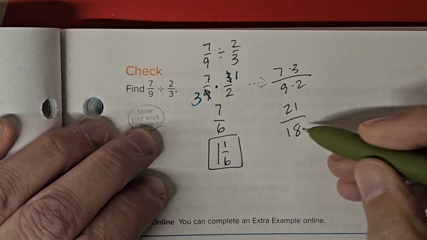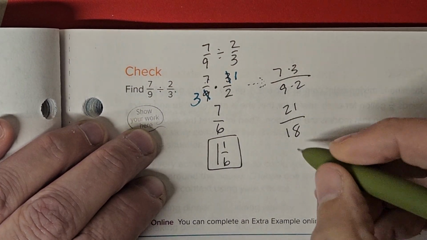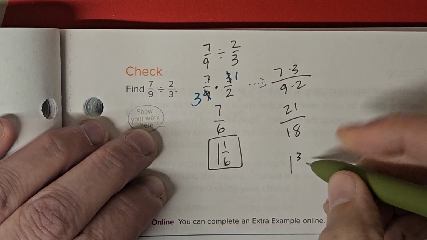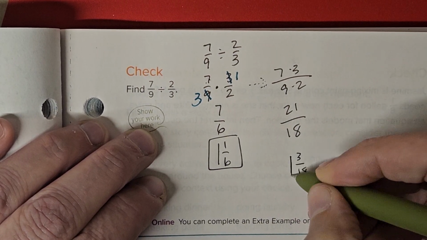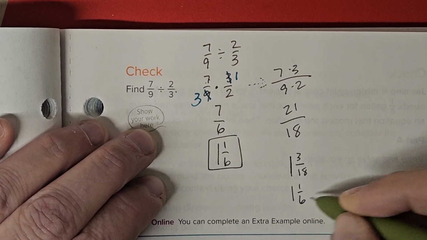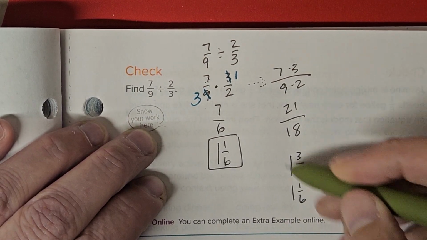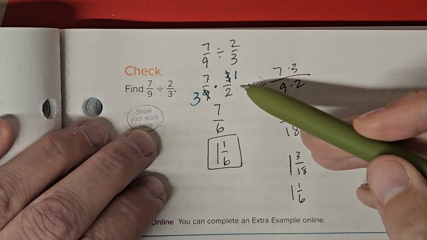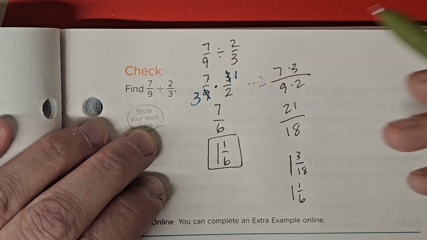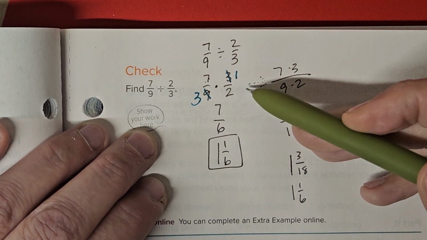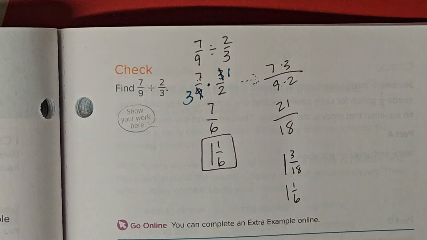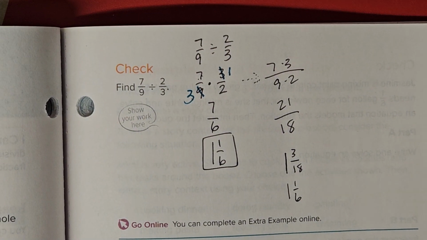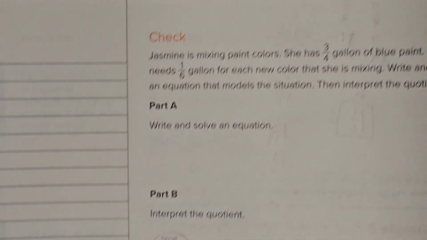Then you get stuck with this. Now you've got to do 21 divided by 18. And you get, oh, it goes in once, 3 18ths left over, and then I've got to simplify 3/18, which is 1 and 1/6. It's just a little more complicated. Simplifying beforehand is often easier. I want math to be easier in the long run for you, so that's why we're teaching you how to simplify before you do the math. Okay, let's go. Let's try this check on page 170.